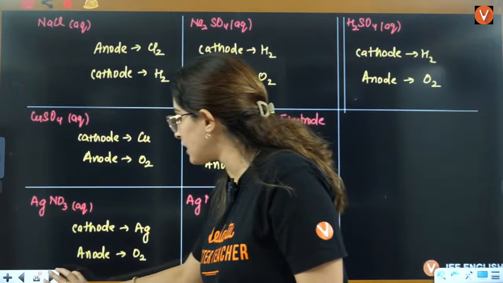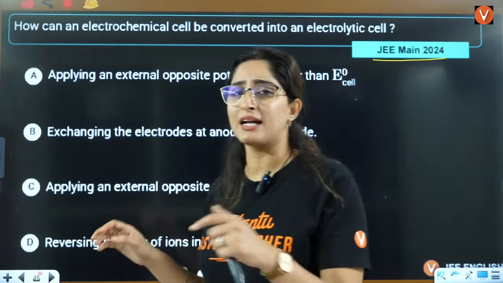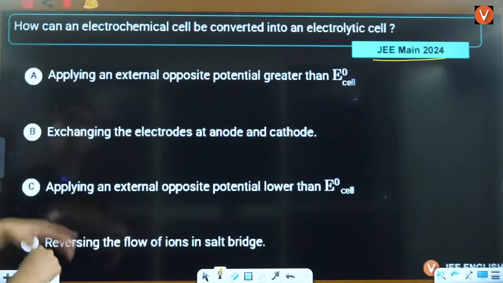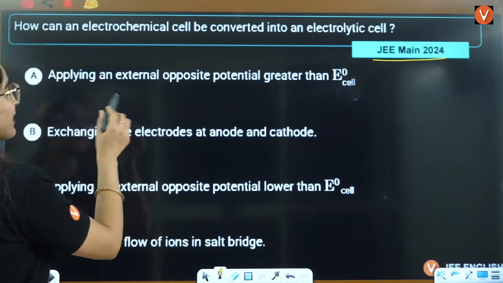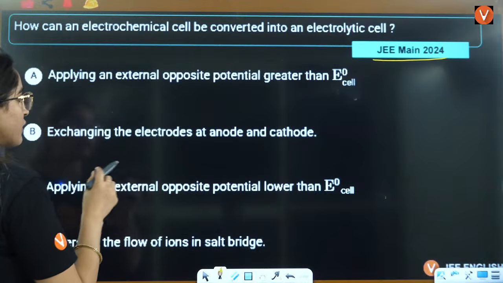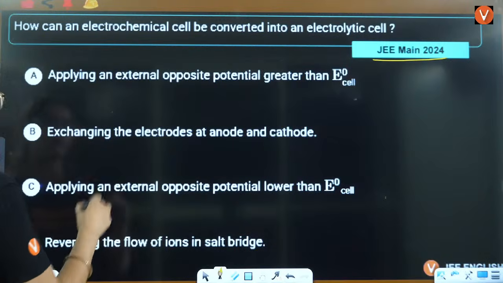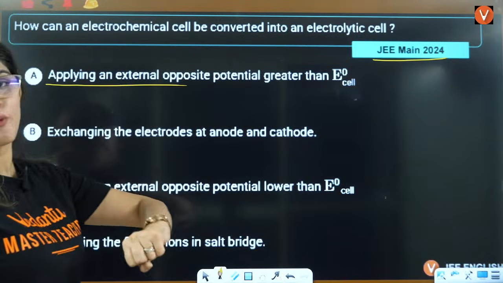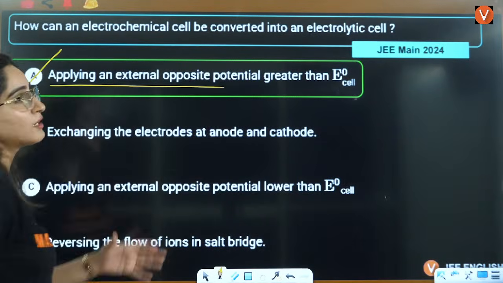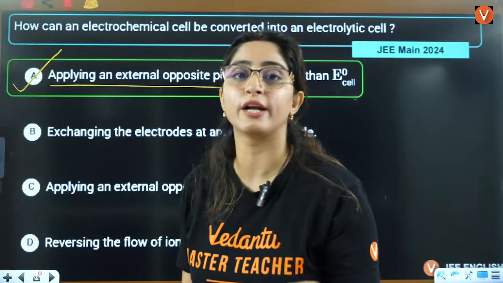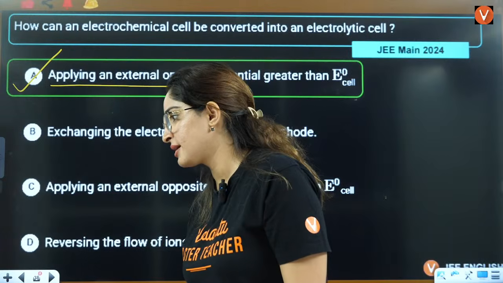Okay. Now let's see one question in JEE Mains 2024. That's a very simple question that they have asked you. How can electrochemical cell be converted to electrolytic cell? Applying external opposite potential, exchanging the electrodes, applying an external opposite potential lower than this, reversing the flow of ions. So when you apply external potential greater than E naught cell, then we can say the electrochemical cell is converted to electrolytic cell. Okay, that's a very, very important point, right?